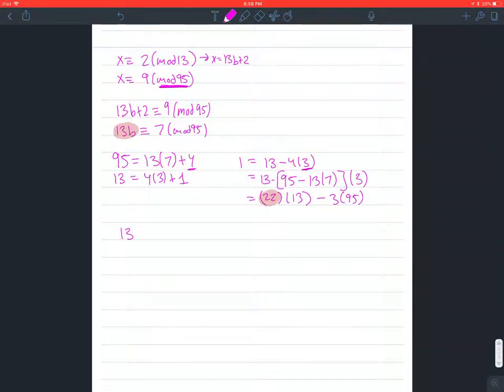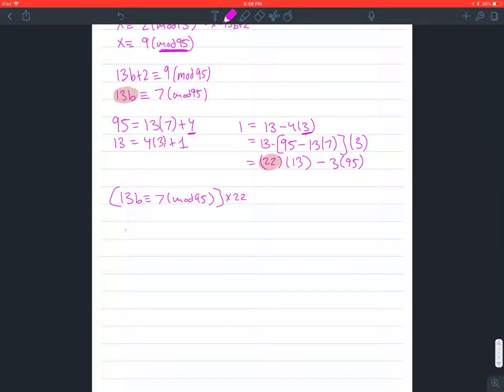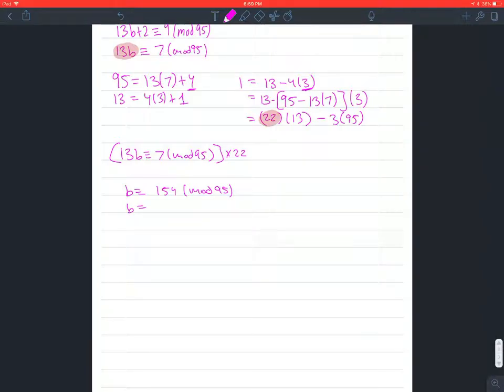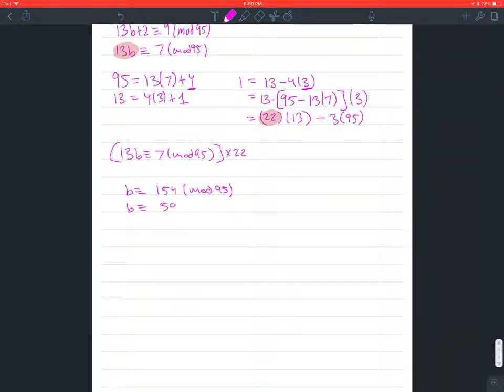So we get 13b is congruent to 7 mod 95, and we want this whole thing times 22. So we get b is congruent to 22 times 7, which is 154 mod 95. And this can be further simplified to say b is congruent to 59 mod 95.